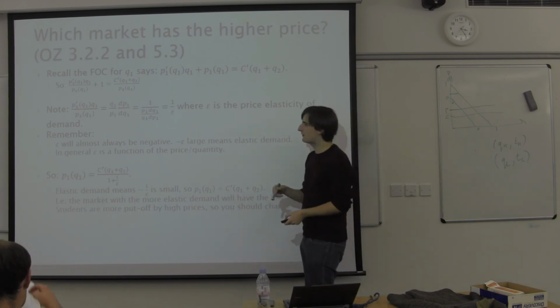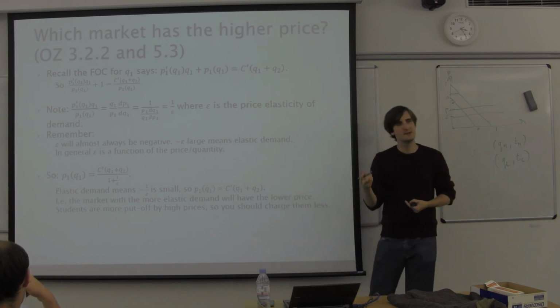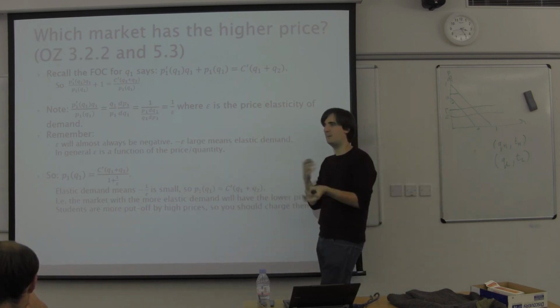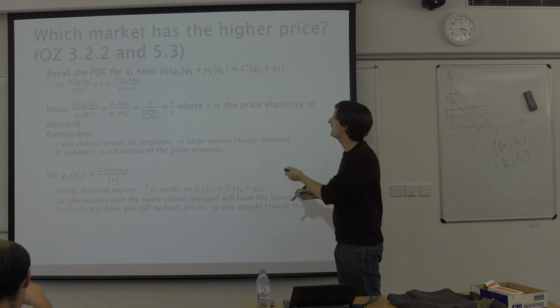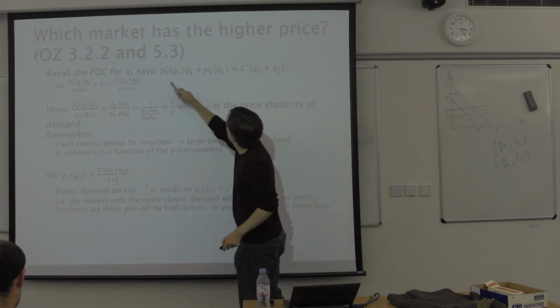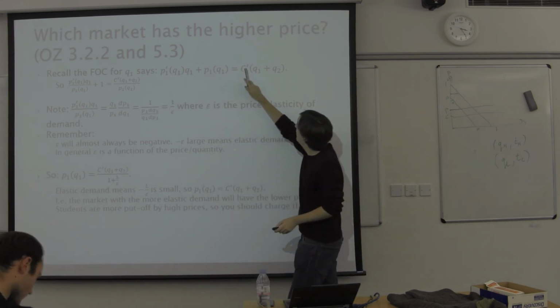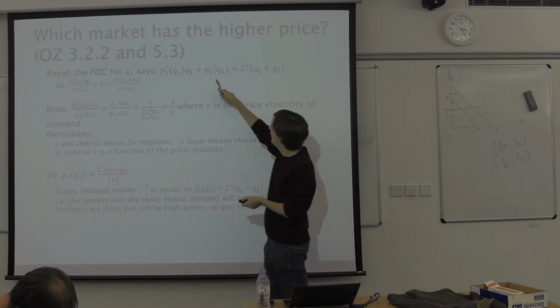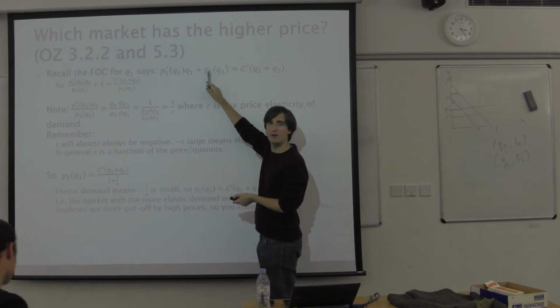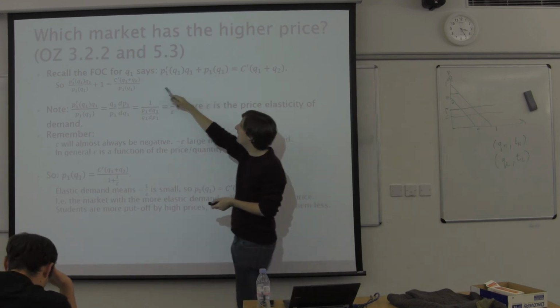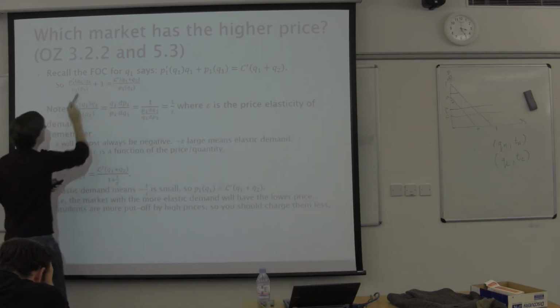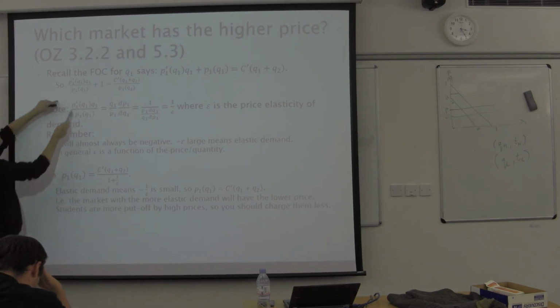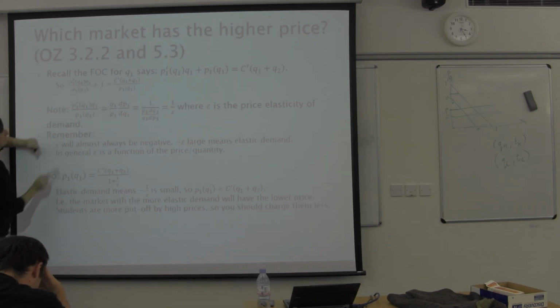Okay, so let's write this in another way which is going to enable us to see which of the two markets will have a higher price. So we have this first order condition here, P1 dash Q1 plus P1 is marginal cost. So let's divide through everywhere by P1. All we've done here is divide through by P1, and we've got this term in the front.